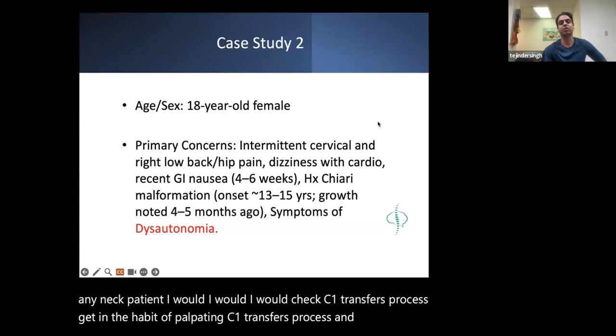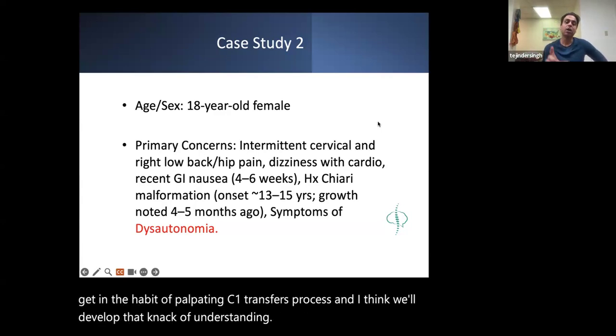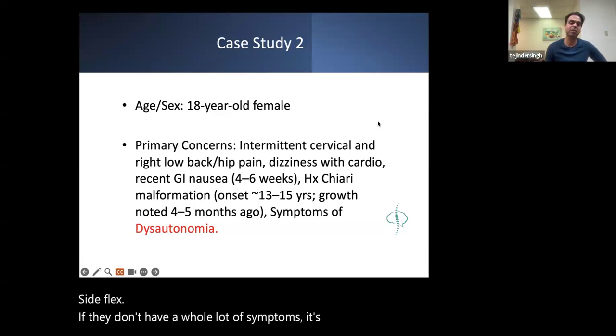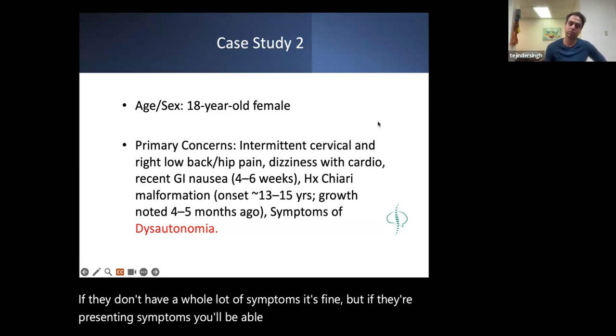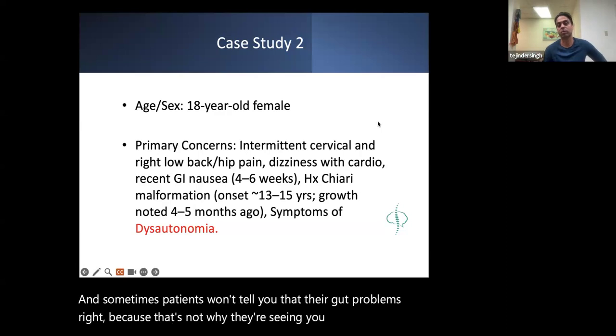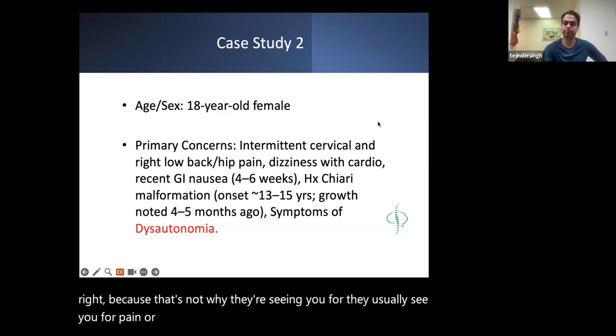And I think we'll develop that knack of understanding whether it's side flexed or rotated. If they don't have a whole lot of symptoms, it's fine. But if they're presenting symptoms, you'll be able to make a correlation. And sometimes patients won't tell you their gut problems, right? Because that's not why they're seeing you. They usually see you for pain or headaches or dizziness, right?